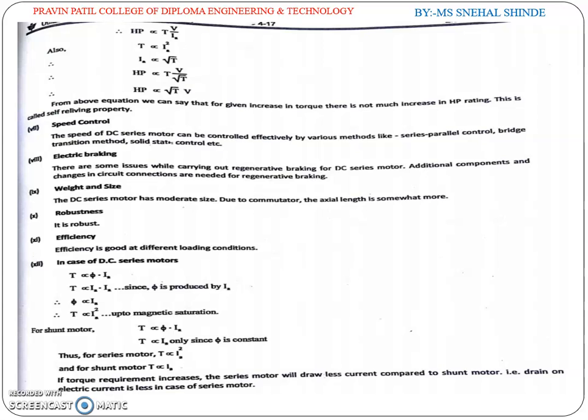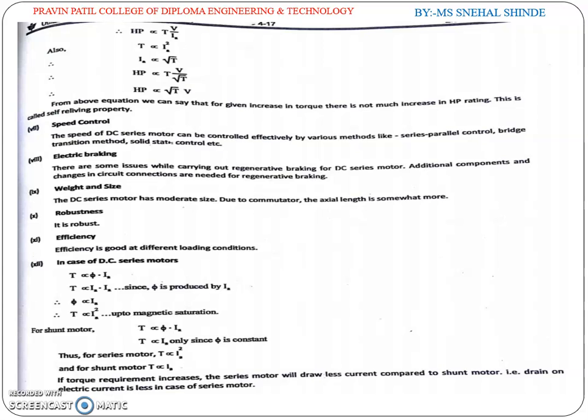Also we know that torque is proportional to Ia square, and Ia is proportional to the root of T. Then HP is proportional to T into V by root T. So HP is proportional to root T into V. From the above equation, we can say that for a given increase in the torque, there is not much increase in the HP rating. This is called the relieving property.